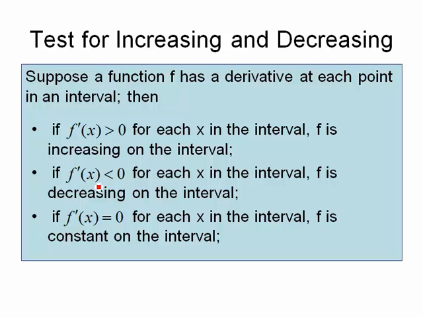If f prime of x is less than 0 for each x in the interval, then it's decreasing. And if the derivative is equal to 0, then we know it's constant in that interval.